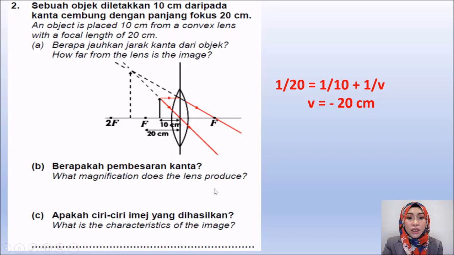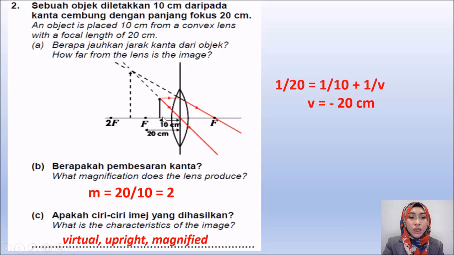What magnification does the lens produce? The lens will produce a magnification equal to 2. And what are the characteristics of the image? From the diagram, we know that the image is virtual, upright, and magnified.